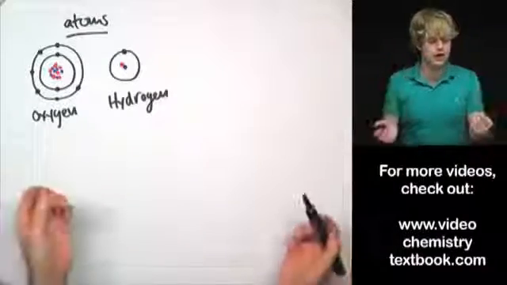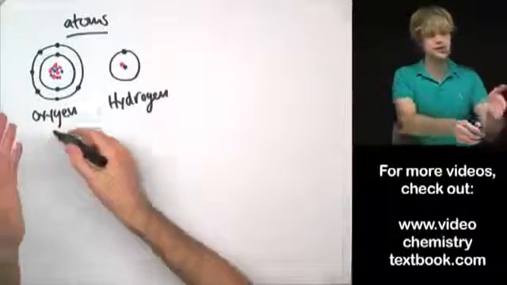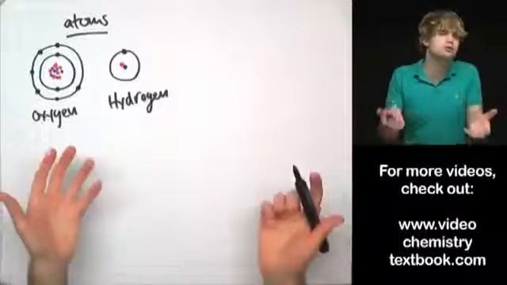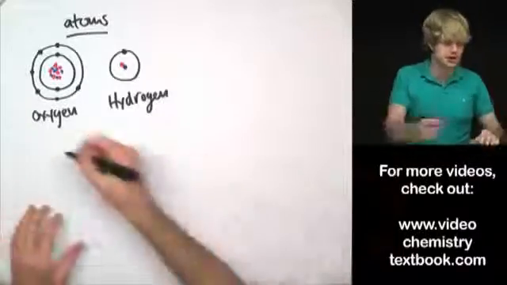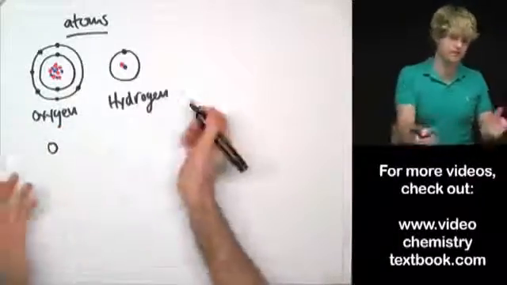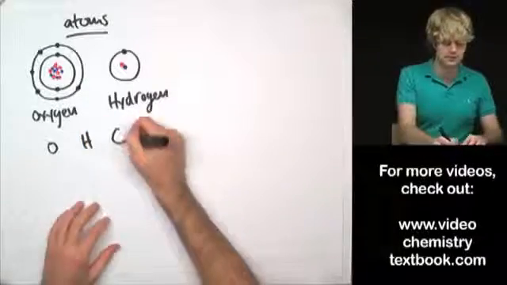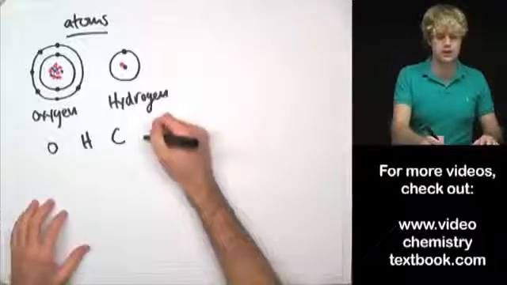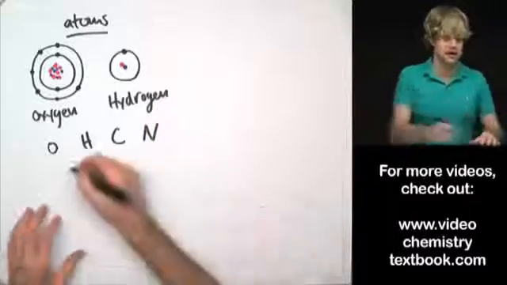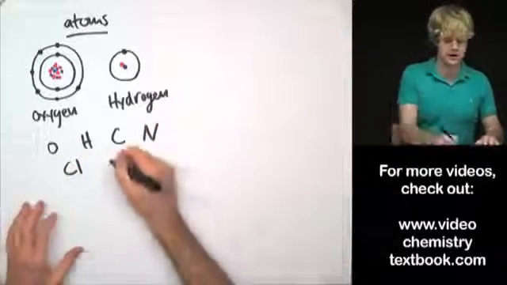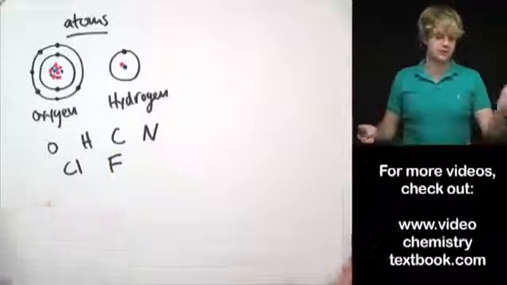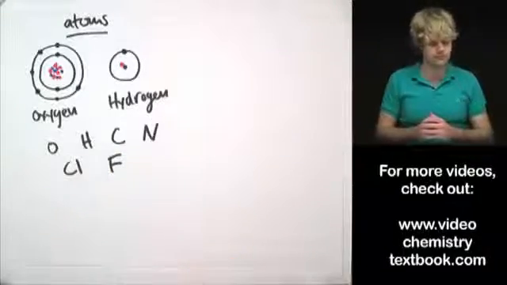And when we talk about them, it's usually easier than writing out the name every time. We use abbreviations. So when we want to talk about oxygen, we write an O. For hydrogen, there's an H. We have carbon atoms, represented by a C. We have nitrogen atoms, represented by an N. Chlorine with a Cl. Fluorine with an F. And so on and so forth.